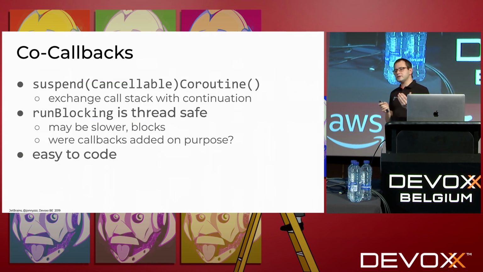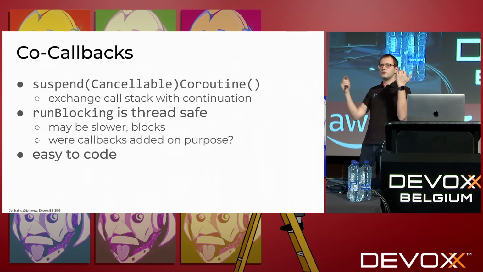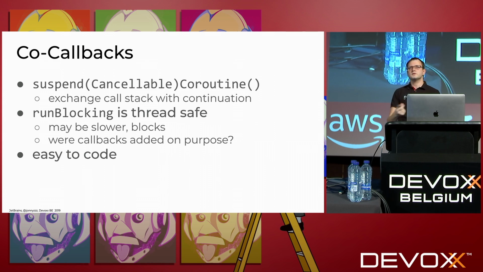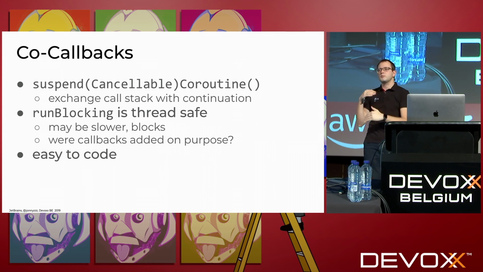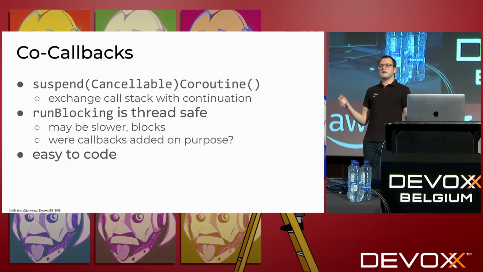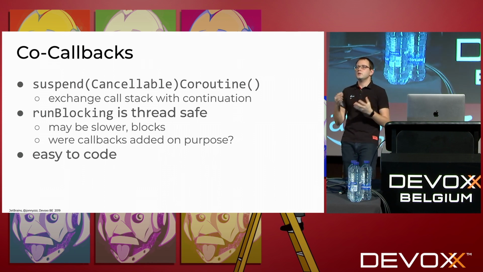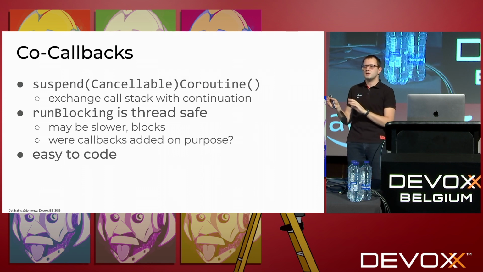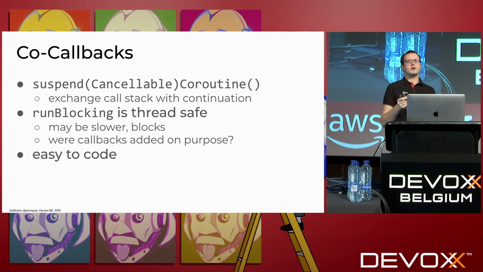Well, as for callbacks, you use suspend coroutine or suspend cancellable coroutine to suspend execution and wait for a callback to happen. You use run blocking to wait for the whole thing to complete, and it blocks your thread while waiting. But lastly, it is easier to code, I hope, because here you just write this snippet and you're done. But don't trust me, trust your profiler, because sometimes this may work a little bit slower than you expected, right?